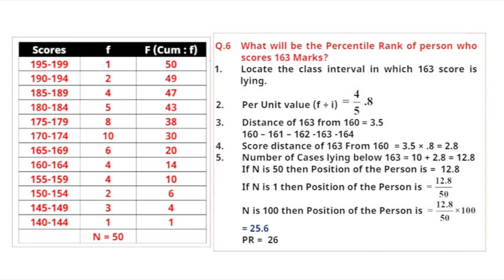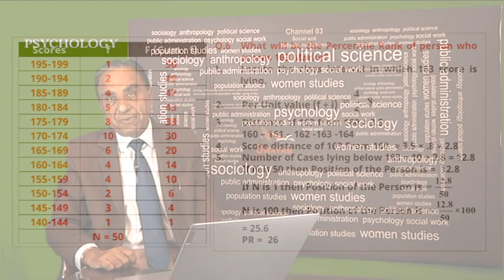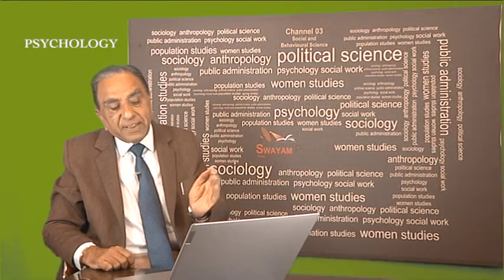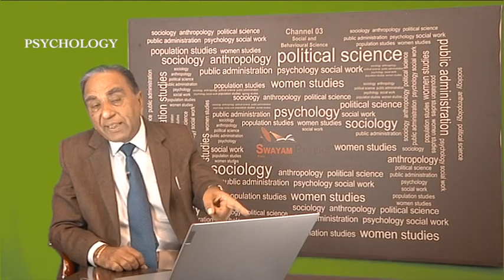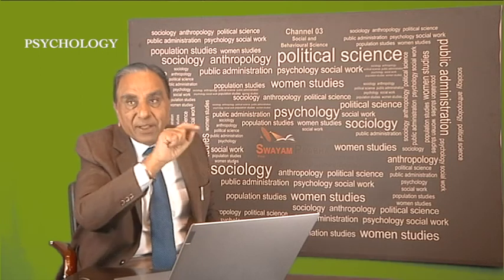Now, what problem am I going to solve? I will calculate the percentile rank, not percentile. The question is, what will be the percentile rank of a person who scores 163 marks? The student who has got 163 marks in this distribution, where does he stand, what is his position on a scale of 100? This is percentile rank. Remember, when we were calculating percentile just a few minutes back, the percentage was given and you were finding the score. Here the score is given and you will have to find the position of the person.